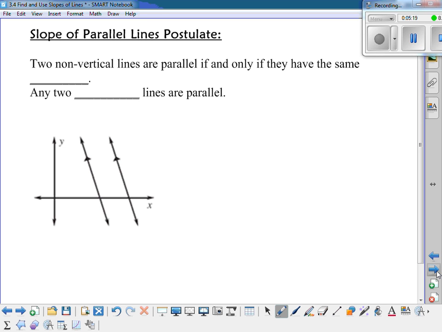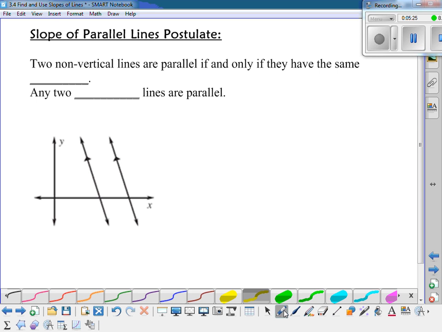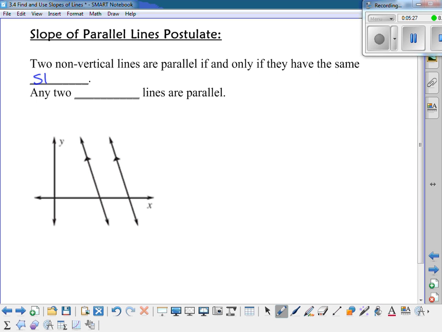Okay, the slopes of parallel lines postulate. Two non-vertical lines are parallel if and only if they have the same slope. And any two vertical lines are parallel.